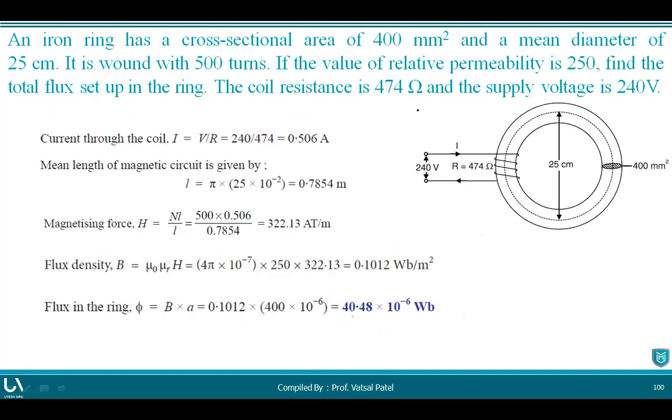Now, the next example, with the diagram given here. In the diagram there is an iron ring having a cross-sectional area of 400 mm square and a mean diameter of 25 centimeter. What is the mean diameter here, according to the statement and the diagram given? Can you tell me?